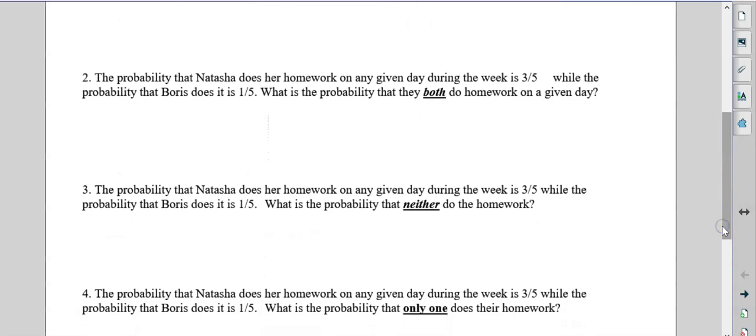So, number 2, the probability that Natasha does her homework is 3 out of 5, while the probability that Boris does it is 1 out of 5. What is the probability they both do their homework on any given day? That's just 3 out of 25. You just simply multiply it.